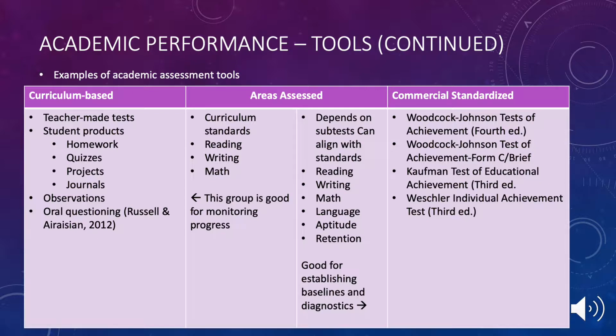So I'm going to talk a little bit about the different types of academic performance assessments. And you can have curriculum-based assessments, such as teacher-made tests, student products, direct observations, or oral questioning. This group is good for monitoring progress and assigning grades. And you have your commercial standardized tests of achievement, such as the Woodcock-Johnson, the Kaufman, and Wechsler. And they're good for establishing baselines and diagnosing problems.